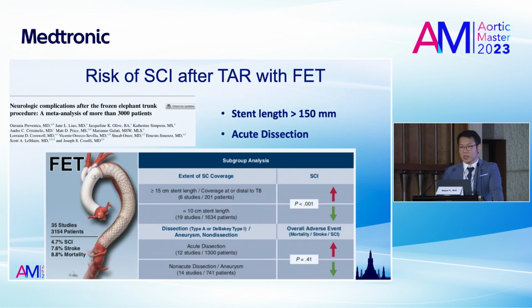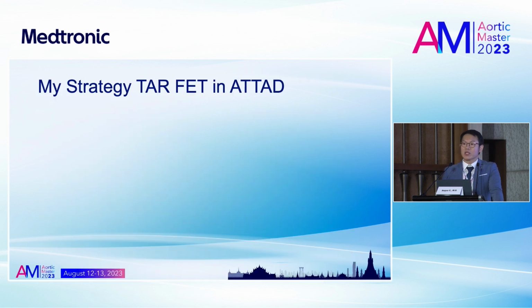But there are still some risks of the total frozen elephant trunk, especially in the case of type A dissection. You will get some risk of spinal cord ischemia compared to the aneurysm patients. And if you use a longer stent, more than 150 millimeters, there is some risk of spinal cord ischemia in this group of patients. So at this time, I would like to show you my strategy to perform the total frozen elephant trunk in the case of type A dissection.